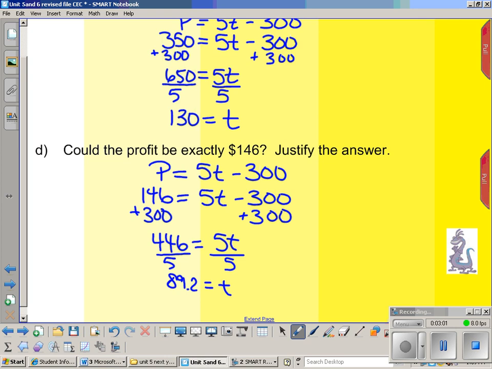Is that possible? What T represents is the number of tickets sold. Is it possible to sell 0.2 of a ticket? The answer would be no. So the profit cannot be exactly $146 unless you made some sort of change error or had another error along the way. But we definitely cannot sell 0.2 of a ticket.